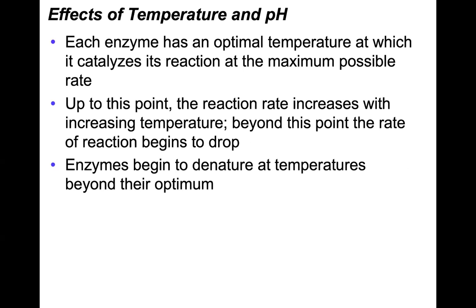Effects of temperature and pH. Each enzyme has an optimal temperature at which it catalyzes a reaction at maximum possible rate. Up to this point, the reaction rate increases with increasing temperature. Beyond this point, the rate of the reaction will begin to drop. Enzymes begin to denature at temperatures beyond their optimum because the enzyme as a protein will start to unfold.